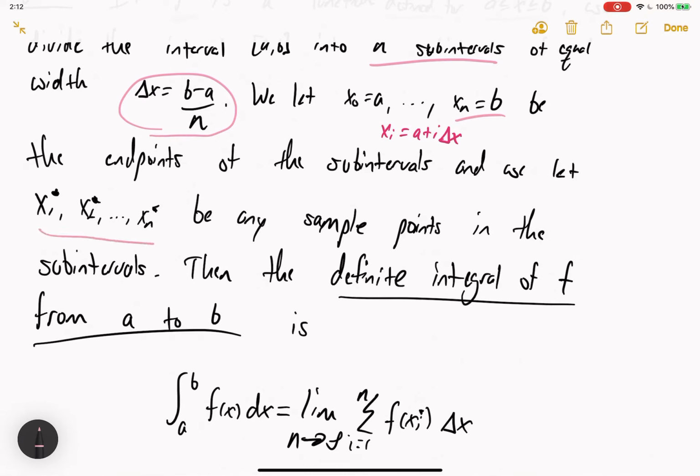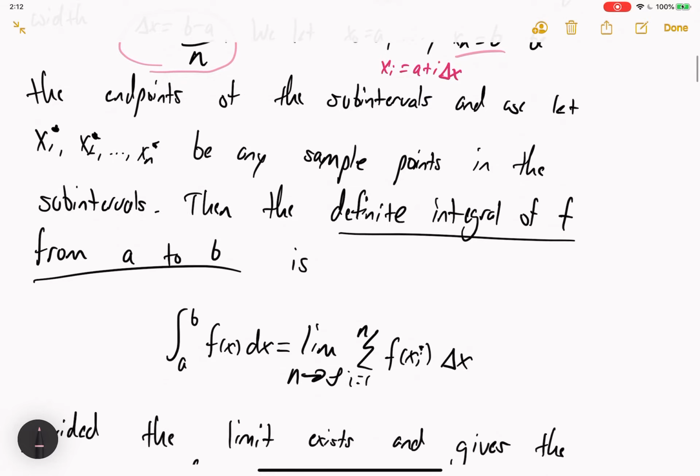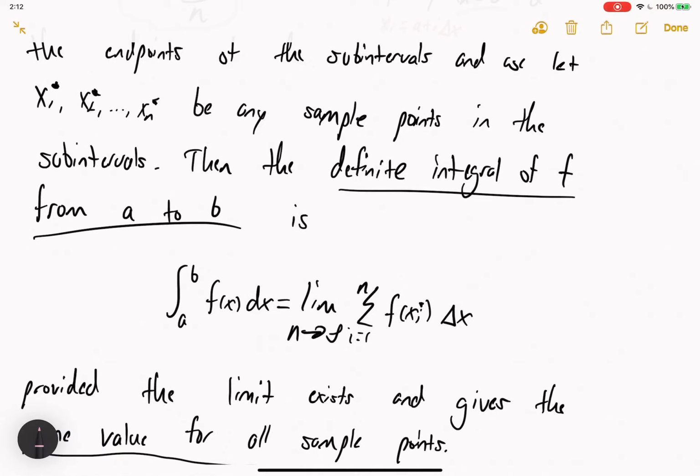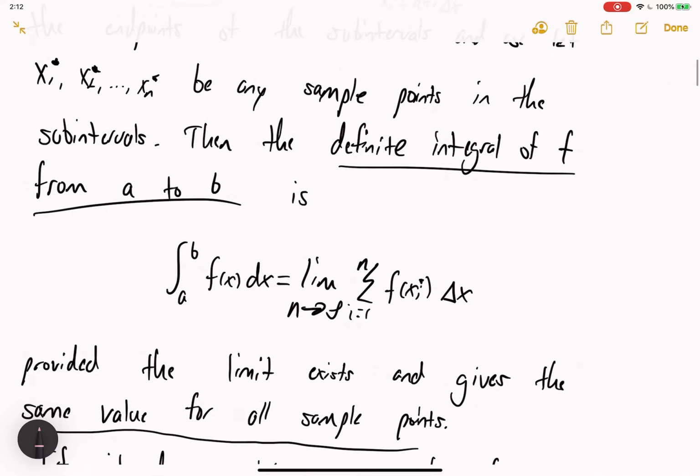We're going to let x1 star, x2 star, up to xi star, xn star be sample points in the subintervals. All that means is that x1 star should be between x0 and x1, and x2 star should be between x1 and x2. If we stick to a subinterval, we need to approximate it, so we can choose the height of the function at xi star.